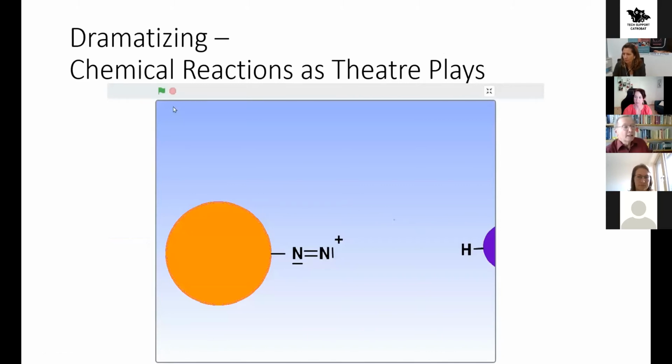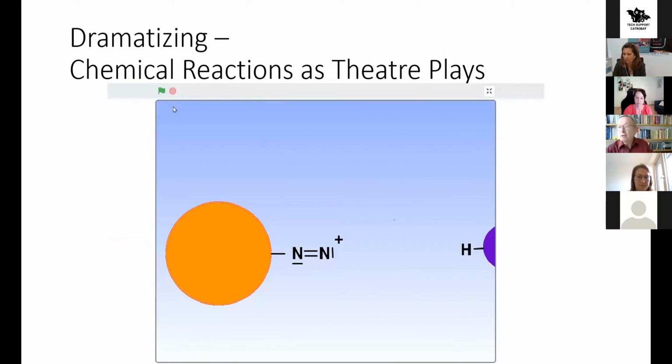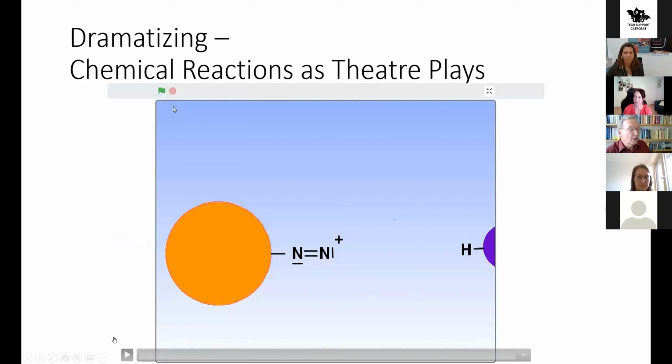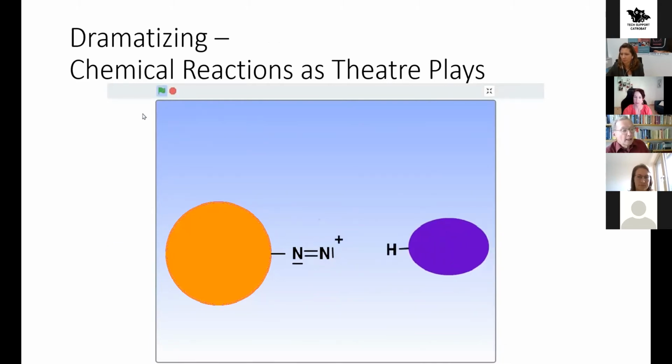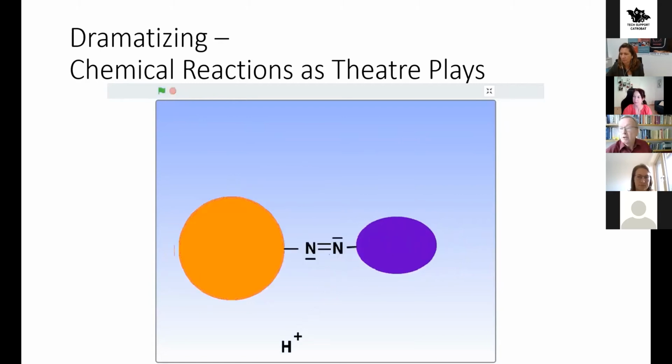Well, storytelling, you can dramatize chemical reactions. You can show them as theater plays. Here's an example from an advanced chemistry class at high school level: 2 molecules coming together and forming a bigger molecule. And you can make these molecules talk. So this is an animation students can develop, explaining the mechanics of a chemical reaction.